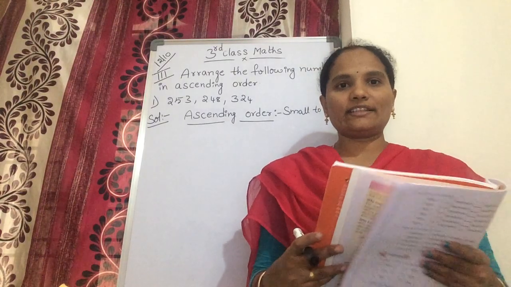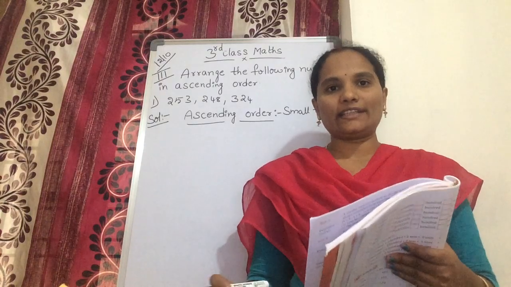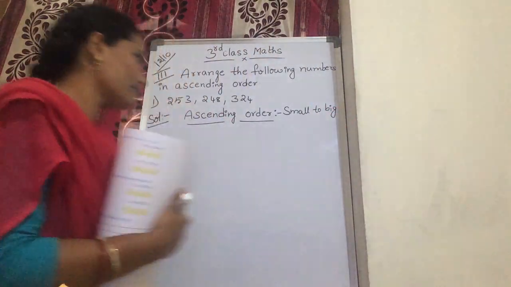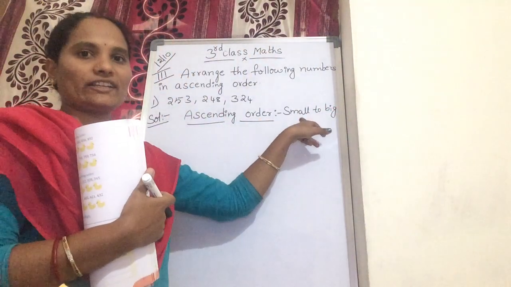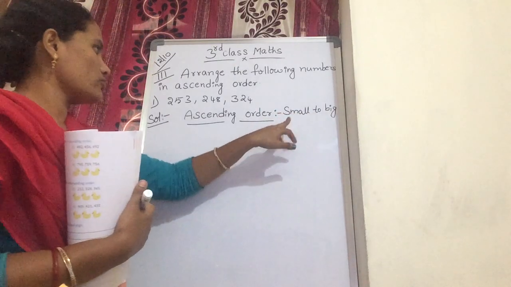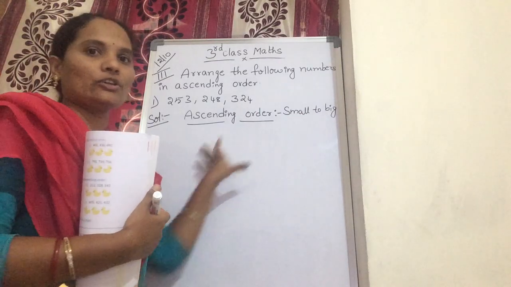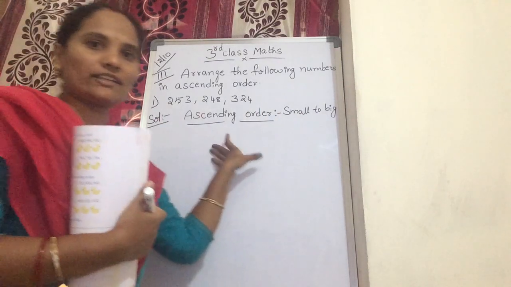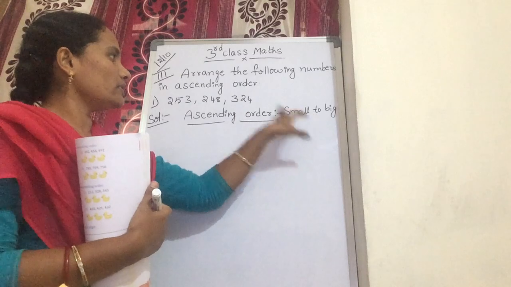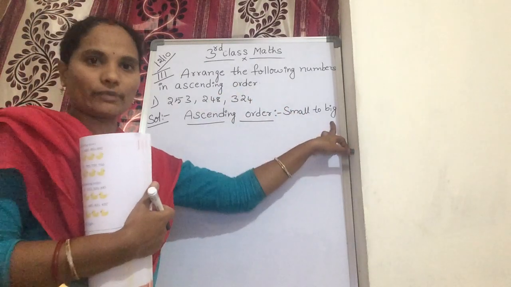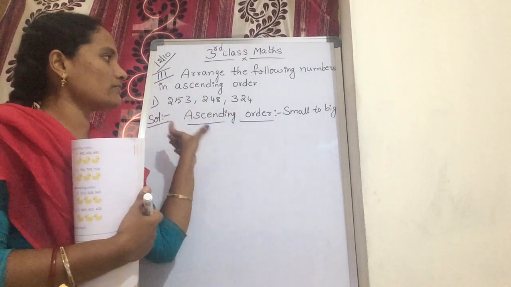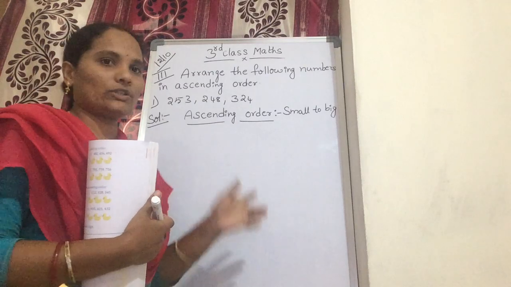Before you arrange in ascending order, what does ascending order mean? Ascending order means you should arrange from small to big, from small number to big number. First you will find out which one is the small number, and you should write the small number first. Okay children, what does ascending order mean? It means you should arrange the given numbers from small to big.